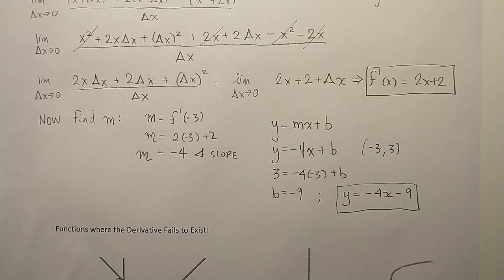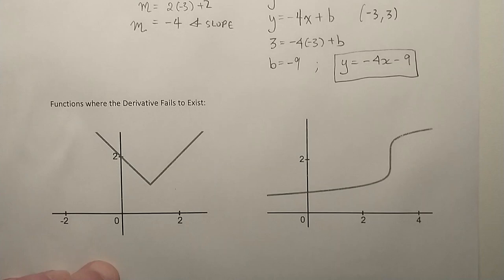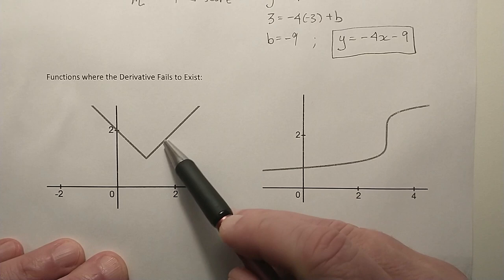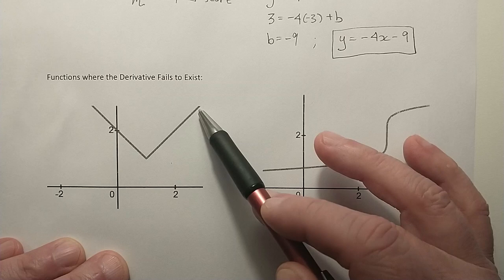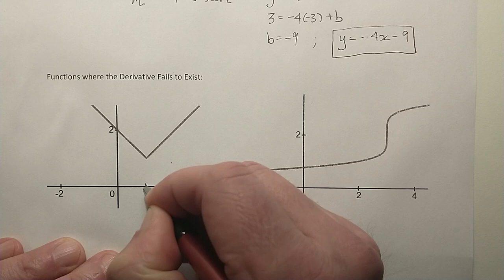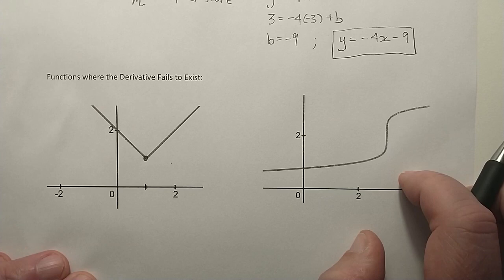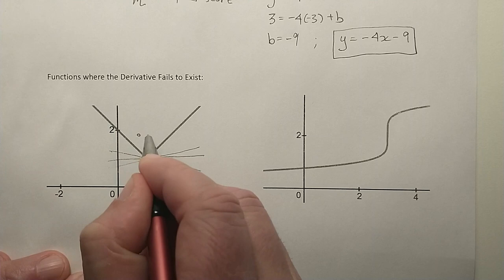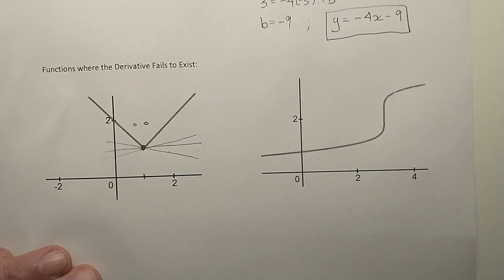Here are 2 places where the derivative doesn't exist. Here's an absolute value graph, and it's got a hard point at the end here. Remember, the derivative tells you what the slope is. Over on this side, the slope is 1, and over here, the slope is negative 1. But what's the slope at this point right there? If you go to draw a tangent line, what does the tangent line look like there? Is this the tangent? Or this? Or this? The derivative doesn't exist when you have a sharp corner. You can't find the slope of a corner.